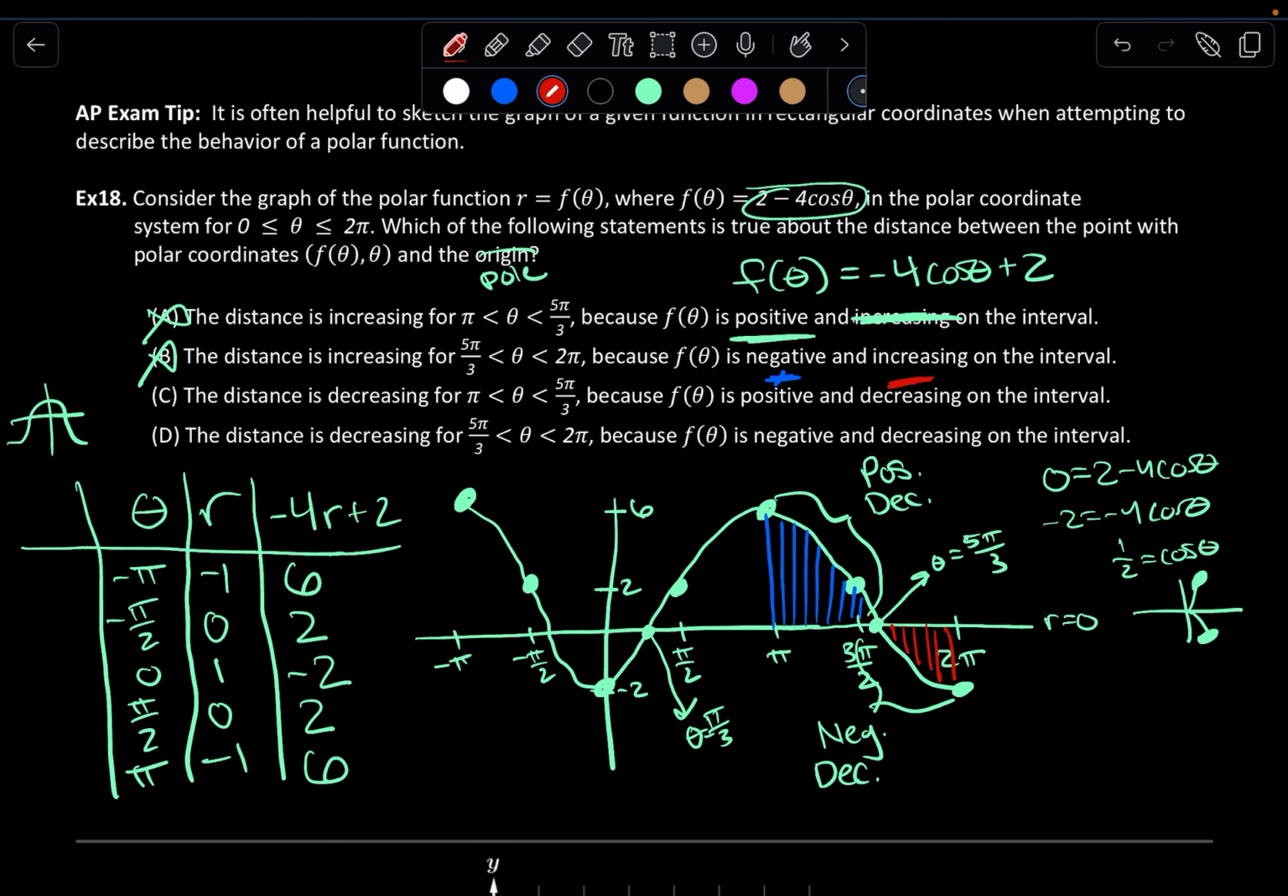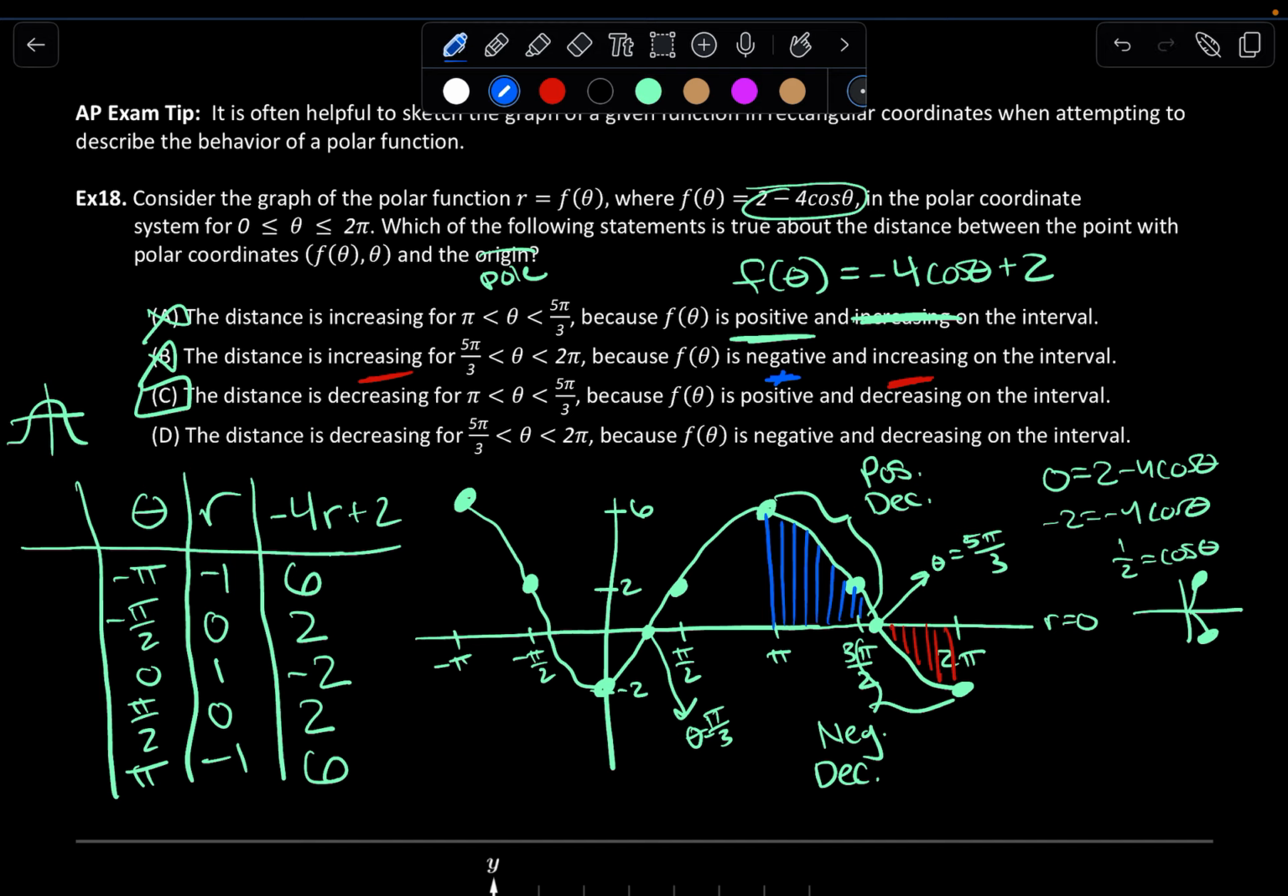So I have a positive, and then I also have a negative slope. If I put these together, it means that the distance should be decreasing. A positive times a negative makes a negative, so it should be decreasing. So C would be the true statement.